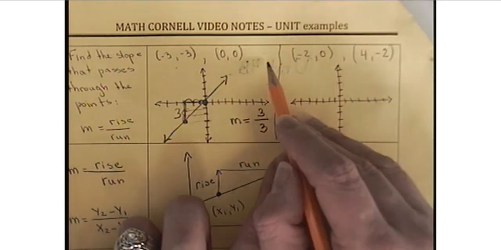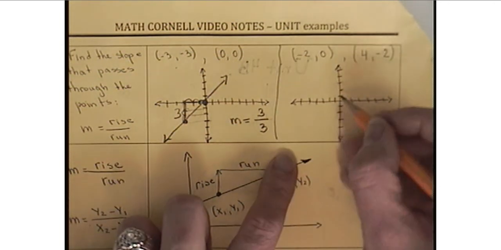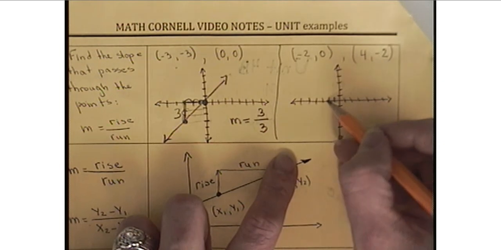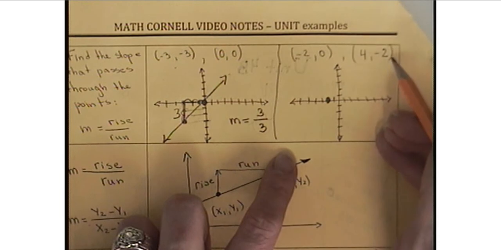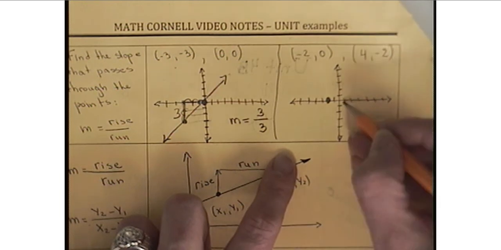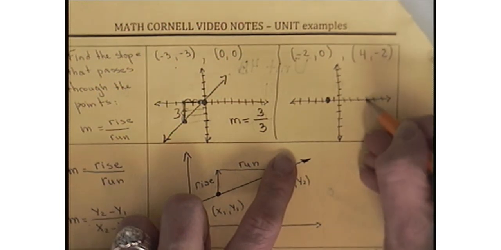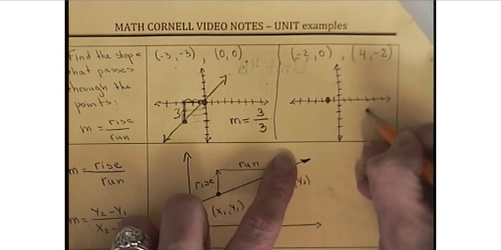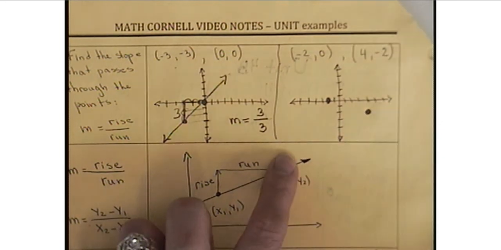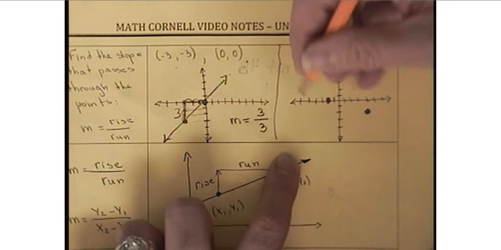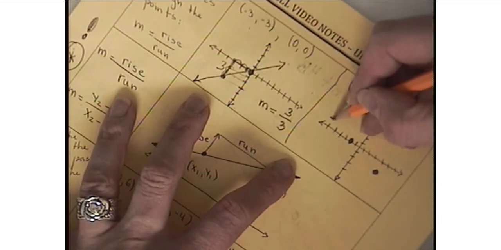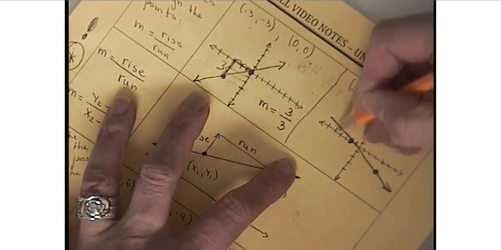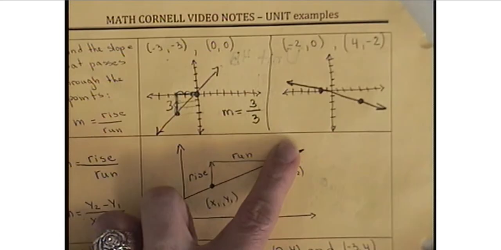So the first point is negative 2 and 0. So we have negative 2 for x and 0 for y, which means the point is exactly here. And for the second point, we have 4, positive 1, 2, 3, 4 for x and negative 2 for y, which means the second point is right here. So now I'm gonna go ahead and connect those 2 points. And then we want to calculate the slope.